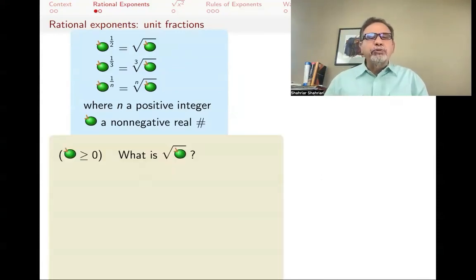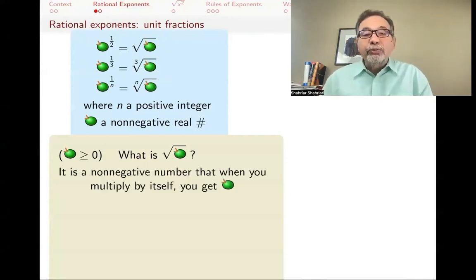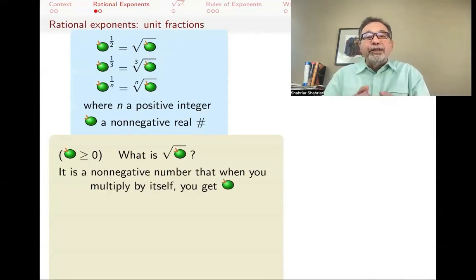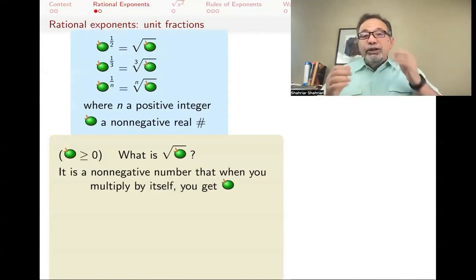What does square root of apple mean? And this is for a non-negative apple. What does that mean? It's a number that when you multiply it by itself, you get apple. That's the definition of square root of something. Square root of 2 is a number that if you multiply it by itself, you get 2. You might say, well, how do I know such a number exists? Actually, proving that these numbers exist will take some effort.